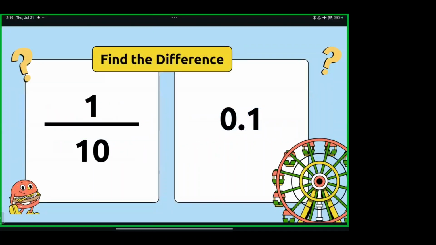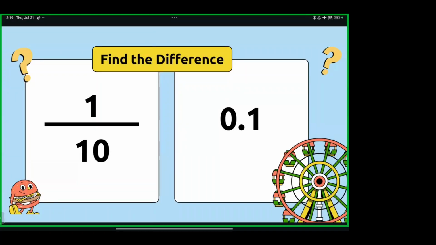The next one, look at these two numbers. Can you spot the difference? Anyone? Miss, I want to try. Okay, sure. On the left side, it uses a slash. That's a fraction. And the right side uses a point, which is a decimal. Good job. So 1 is a whole number, and meanwhile 0.1 is a decimal. So the dot changes everything.